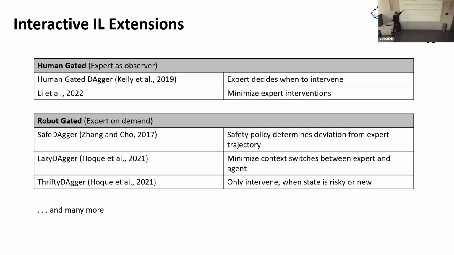Robot gated means, for example, the agent crashed into a wall. This is a critical failure. How can we prevent this? For that, we have other policies, or distribution functions, that tell you how much you deviate from the expert, and then say, okay, we deviated too much from the expert. Now please intervene, we don't know how to continue.